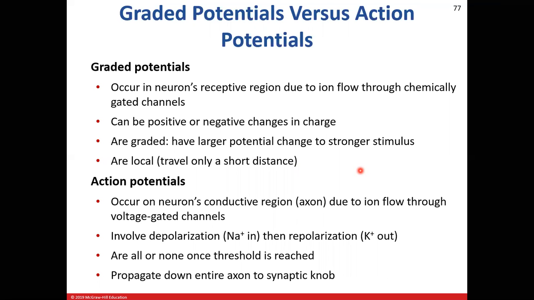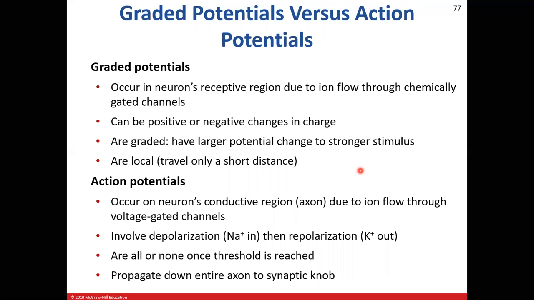So they may come in on the dendrite, and as it travels from the dendrite in toward the cell body, it starts to degrade and get smaller. And by the time it actually reaches a part of the cell body, it may not actually be there anymore. And so again, this is how they only travel short distances.